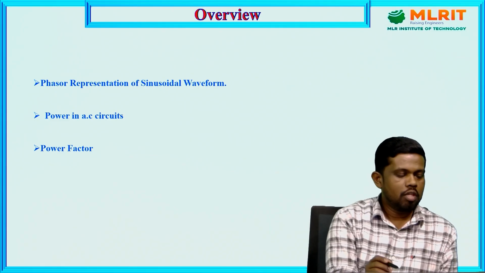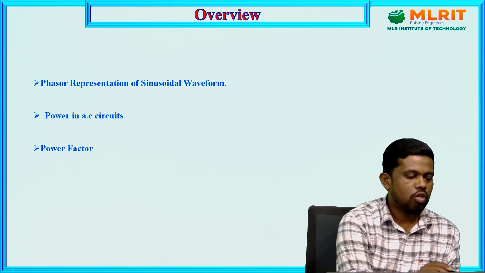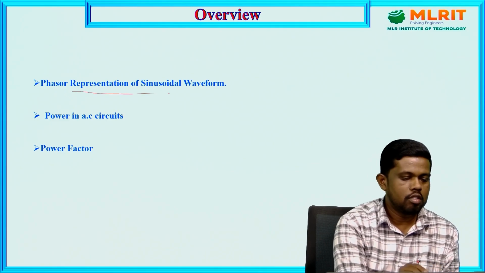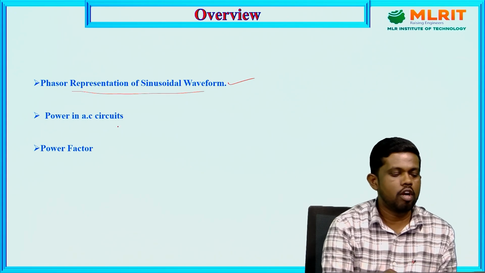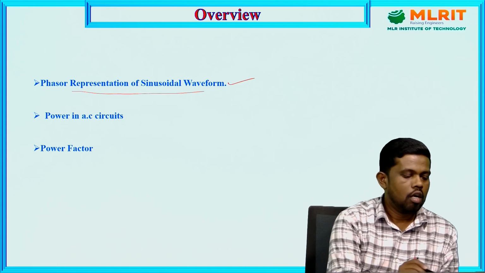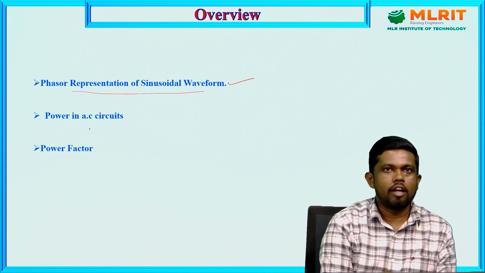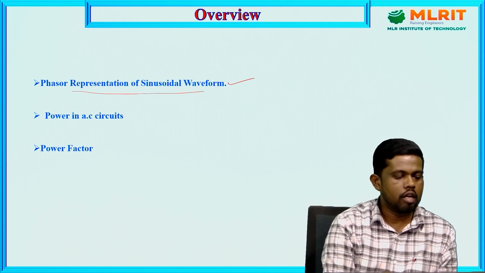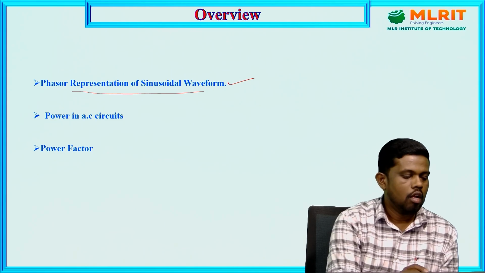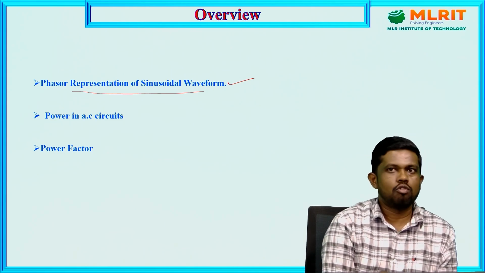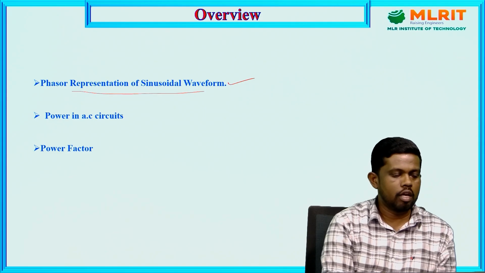So the overview of the session: we need to discuss the phasor representation of the sinusoidal waveform, and after that we need to discuss the different powers in AC circuits. Here in AC circuits, three kinds of power are considered, that is real, reactive and also apparent power. We need to discuss this a lot in this session. After that we will go to the power factor and also the importance of the power factor. We would like to discuss these in this session.